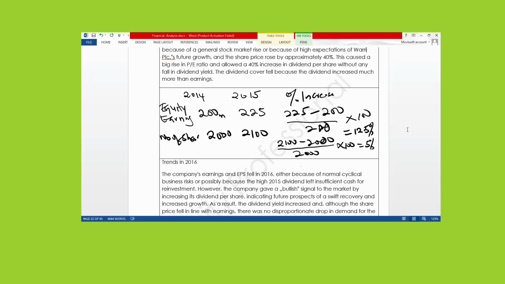An increase in dividend per share without change in dividend yield. The increase in dividend per share does not give rise to a change in dividend yield. Check: dividend yield in 2014, 2.3. In 2015, 2.3.